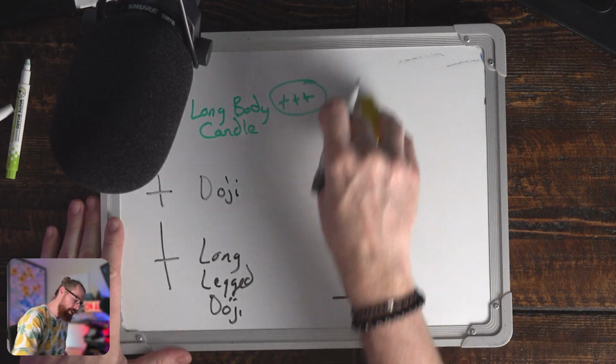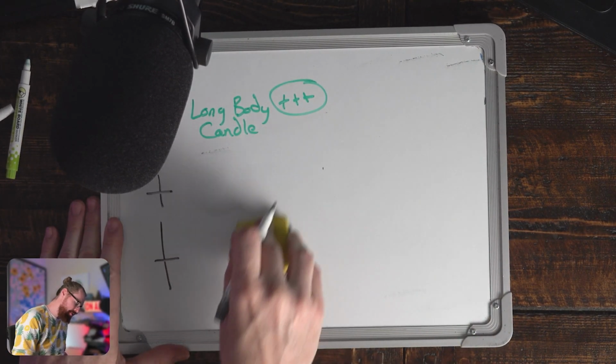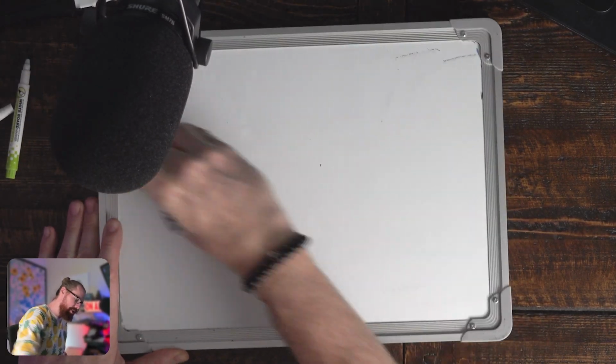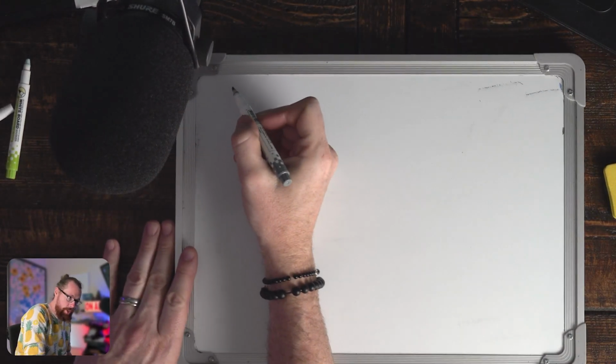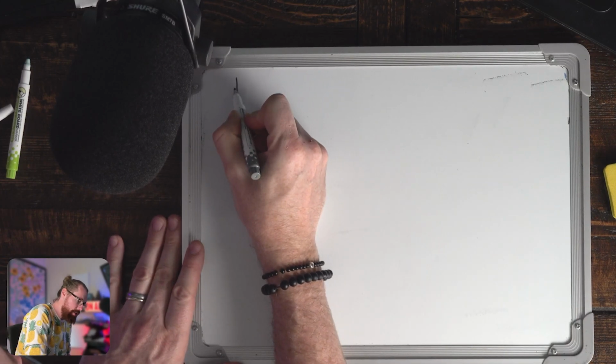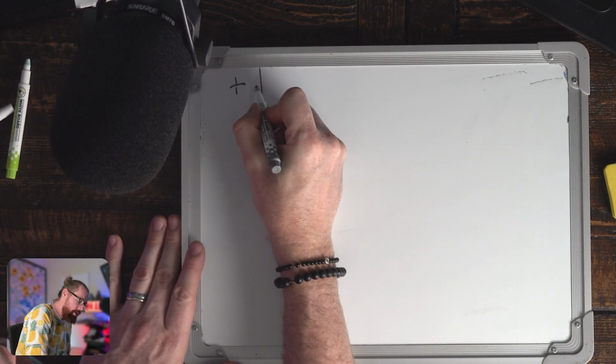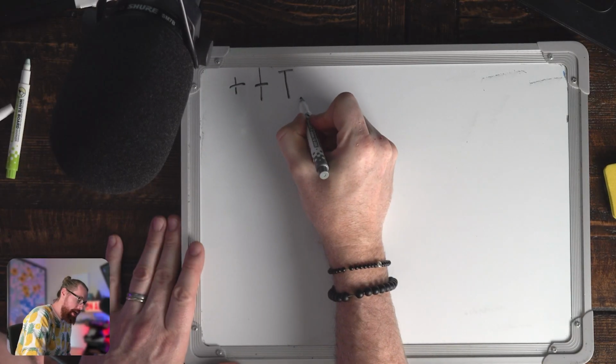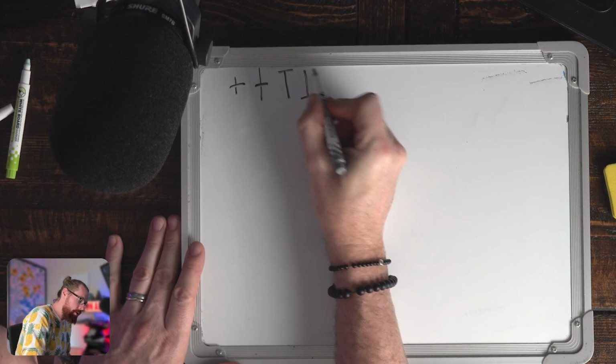So now you've learned, and I'm going to erase some of these, but I'll keep, we're going to start making them a little bit smaller. So we're going to do the dojis along the top right up here. So we've got the standard doji, the long-legged doji, we've got the dragonfly doji, and we have the gravestone doji.